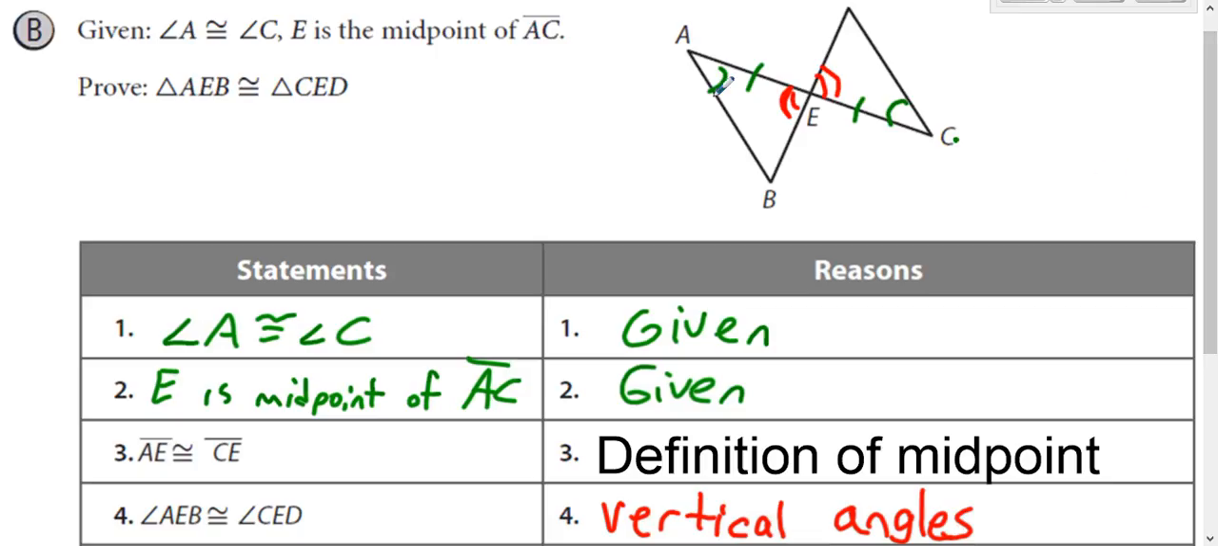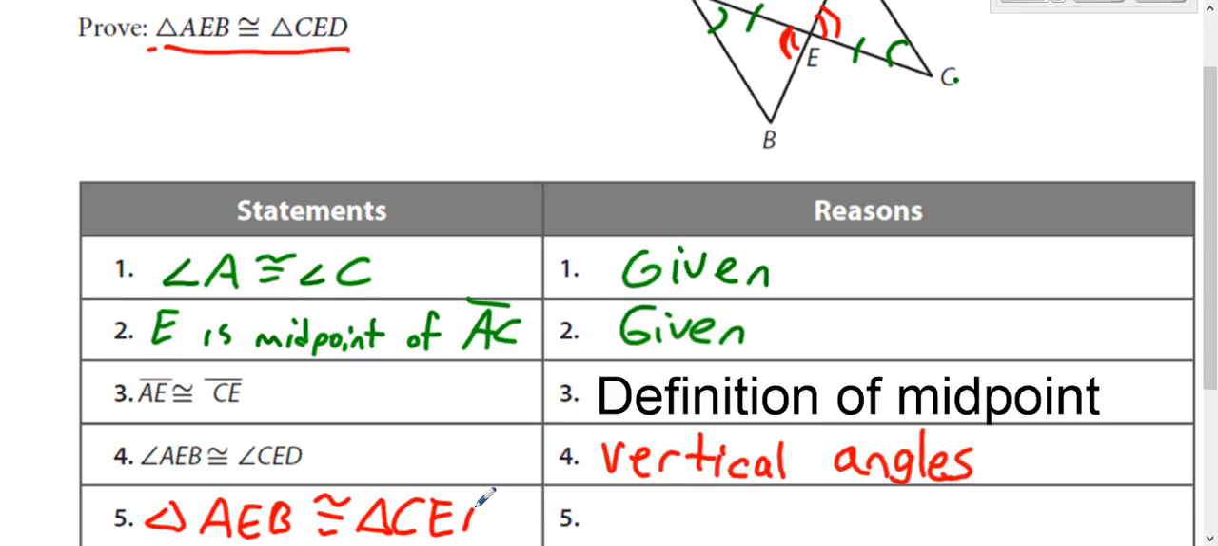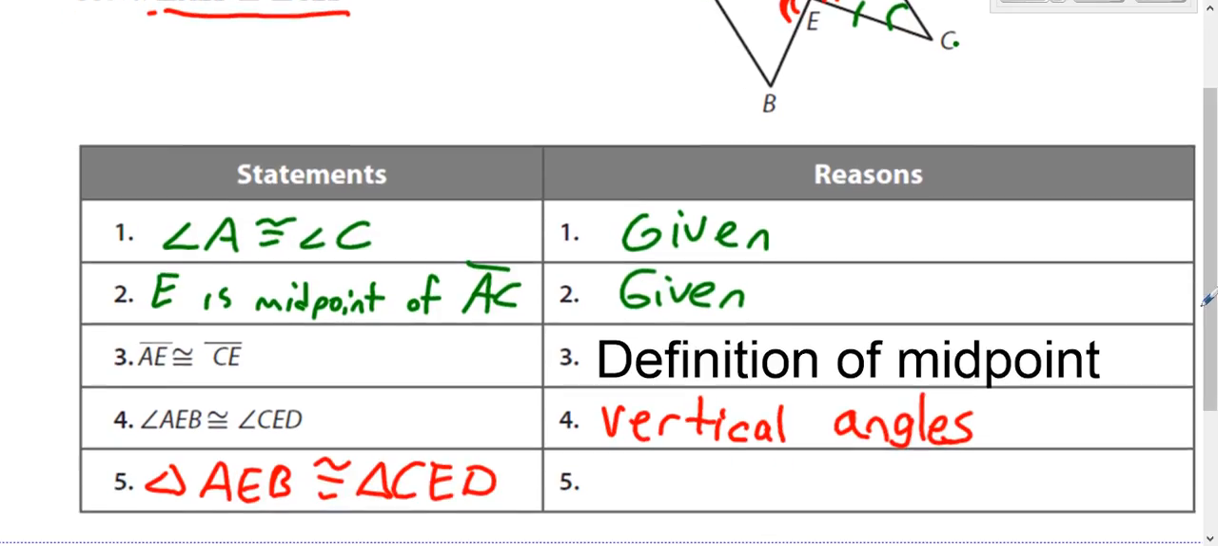So now we have two angles, the side in between, two angles and the side in between. So that's enough now to say that triangle AEB is congruent to triangle CED, the thing we are trying to prove. And we said that that is enough now because we have two angles, the side in between, which is better known as ASA, angle, side, angle.